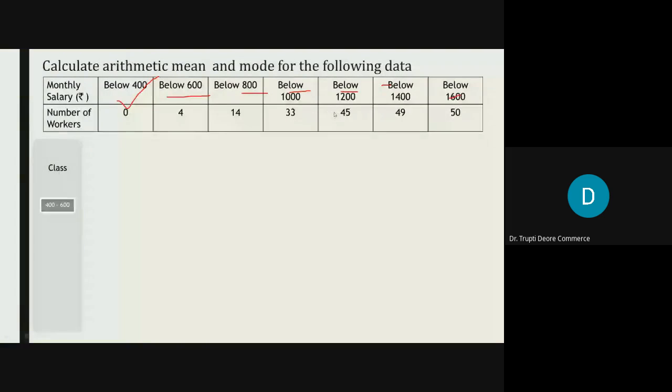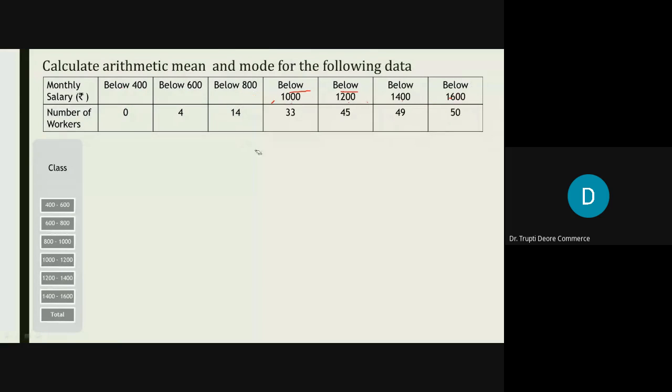For the first class, what is given? In the first it is given below 400 and below 600. It means the limit is 400 to 600. Next will be 600 to 800, then 800 to 1000, 1000 to 1200, 1200 to 1400, and the last one is 1400 to 1600. So these are the limits. You get it? How do you calculate? It's below 400, so we go for the upper limit. From the upper limit we form the classes.